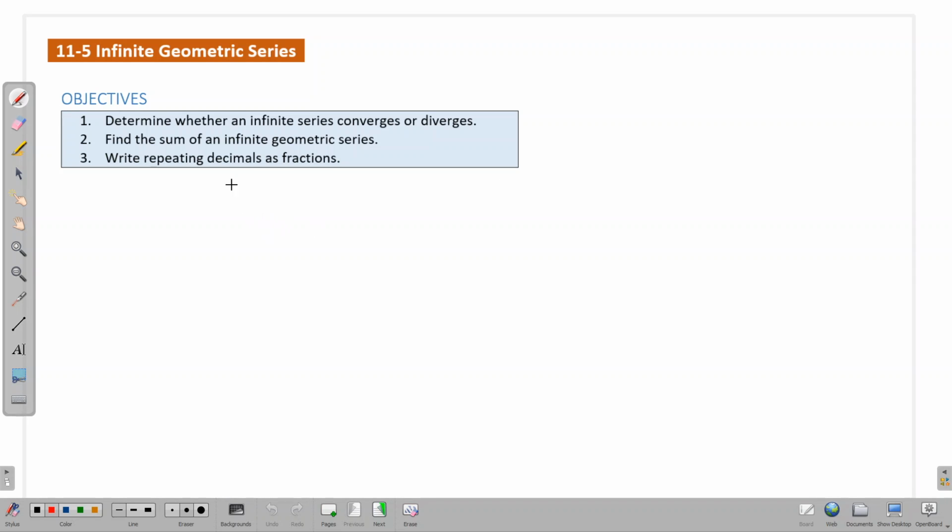This video covers section 11.5, infinite geometric series. We have three objectives. We will start by determining whether an infinite series converges or diverges. Then we will find a formula for the sum of an infinite geometric series, and then we'll finish by writing repeating decimals as fractions.